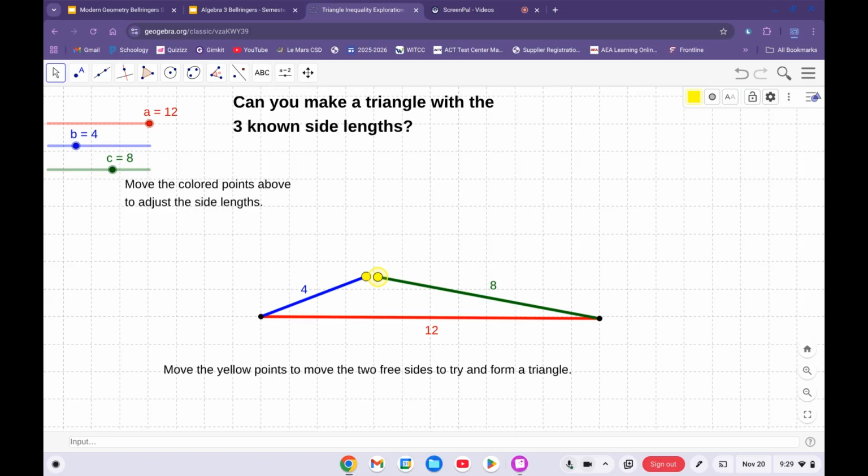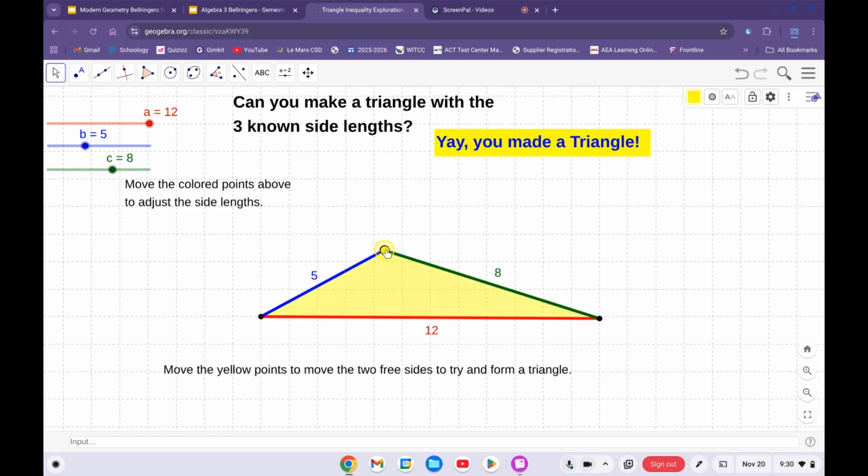Then the red line. So right now 4 plus 8 is how much? 12. And that bottom segment is also 12. And this isn't working to make a triangle. But if we increase this up to just like the blue line up to a 5, will it work now? Because what's 5 plus 8? 13. And so I'm going to have to move those up there. But now look, I got it to make a triangle again.